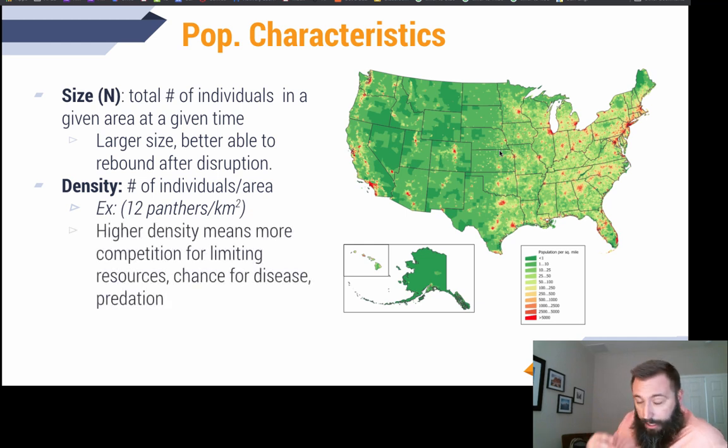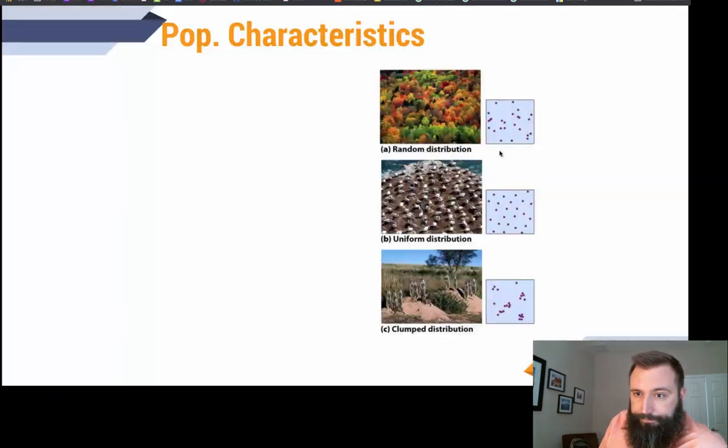Higher density in ecosystems, right? Let's get back into nature. Higher population densities mean more competition for limiting resources, right? There's more chance of transmission of disease the closer individuals are per unit of area, right? Or it even increases predation the more dense a population is.